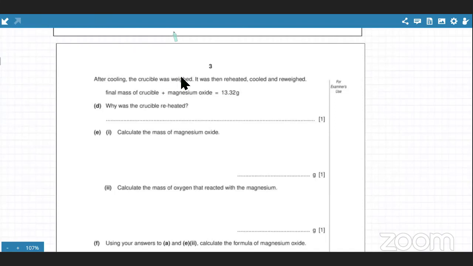Now, in this part, after cooling, the crucible was weighed. It was then reheated, cooled, and reweighed. And the final mass of the crucible plus magnesium oxide was found, and it came out to be 13.32 grams. Why was the crucible reheated?